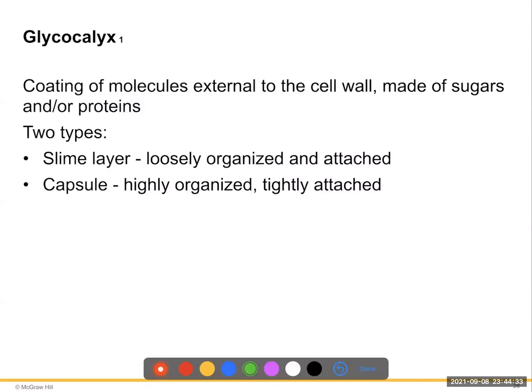Glycocalyx, those are found in your cell membranes, also found in human cells. They're coating molecules external to the cell wall. They're made of sugars and or proteins. There's two types of glycocalyx layers on bacteria. They can be either a slime layer, they kind of just ooze over the cell, just like the name implies, or they can be in a capsule, which is a more well-defined coating. So if it's a slime layer, we're going to call it glycocalyx. They're loosely organized and attached, or a capsule which is highly organized and tightly attached.